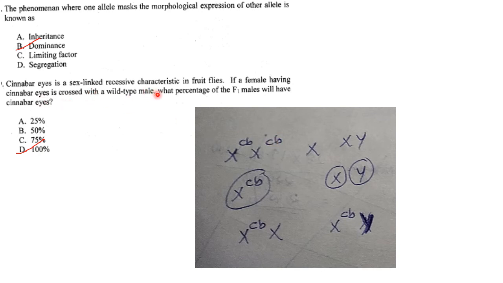Okay, and it is crossed with a wild type male. So the male is quite normal or wild type, that is XY. So the female will produce only one type of X gamete carrying the cinnabar gene, because both X chromosomes have the cinnabar eye gene. And the male will produce two types of gametes, X and Y. They have asked what percentage of F1 males will have cinnabar eyes. So all the F1 males are going to have cinnabar eyes. So the answer is option D, that is 100%. Okay.